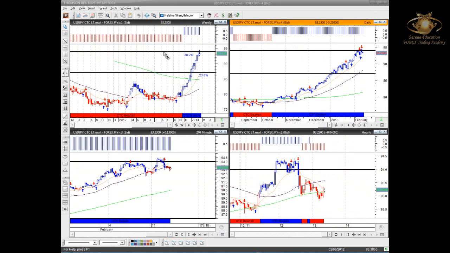Last pair of the day is the US dollar Japanese yen, and let's have a look and see what's been happening near term for this, because any yen crosses are the ones that have been giving us the best return bang for buck in terms of time invested and what you're getting in return.